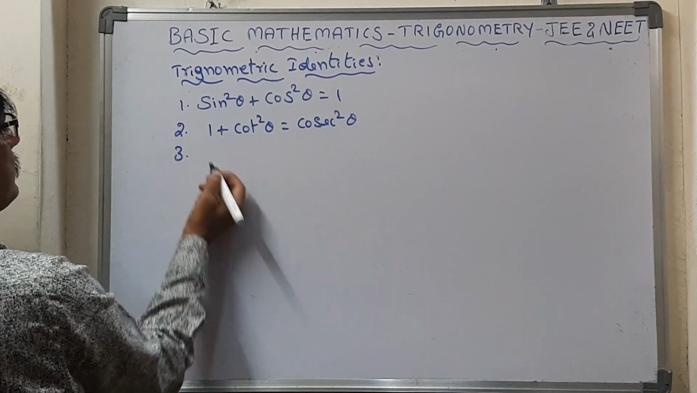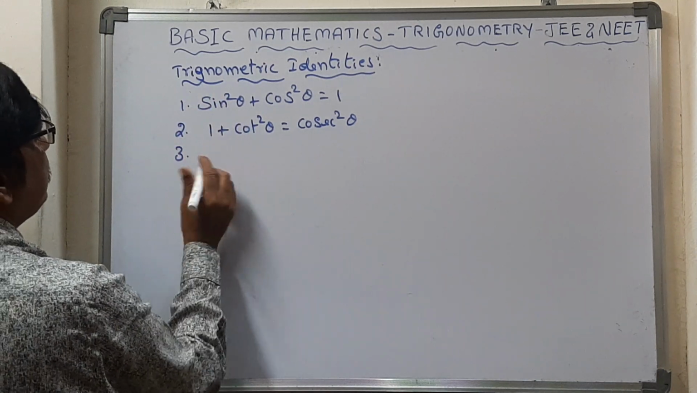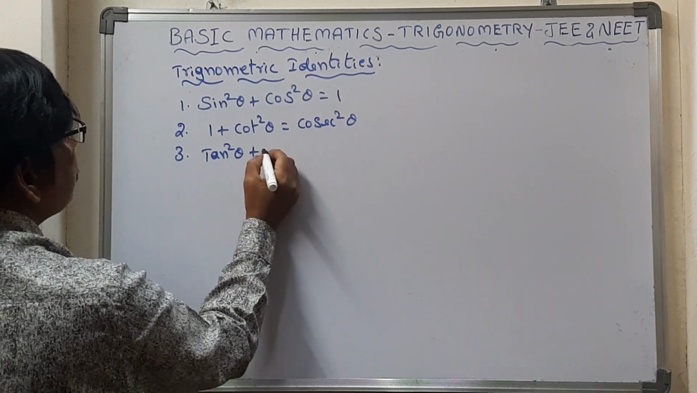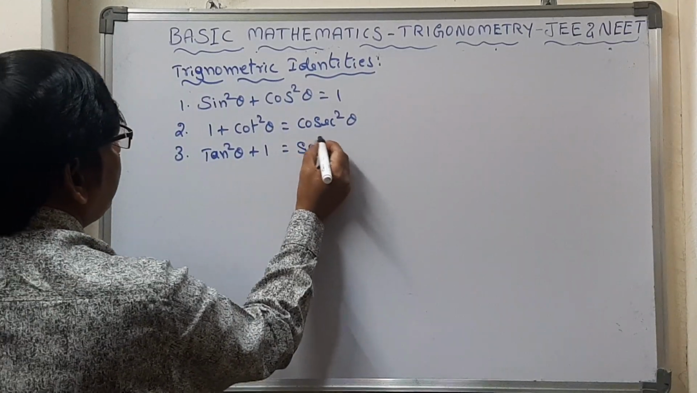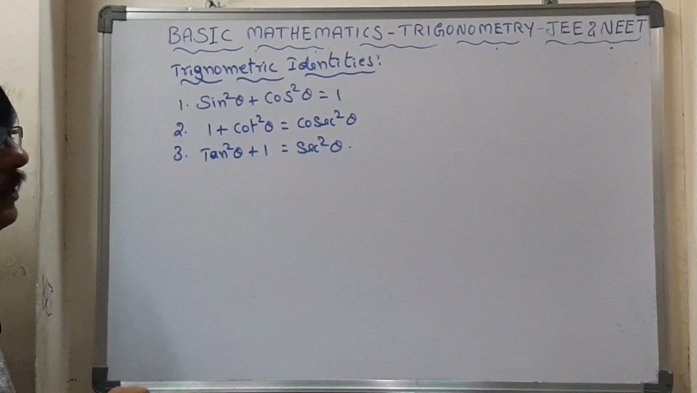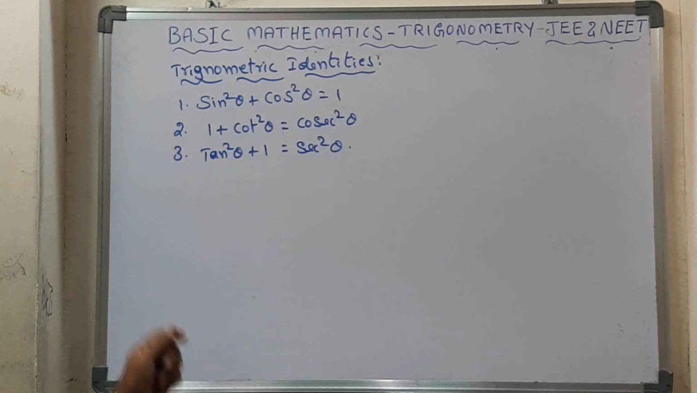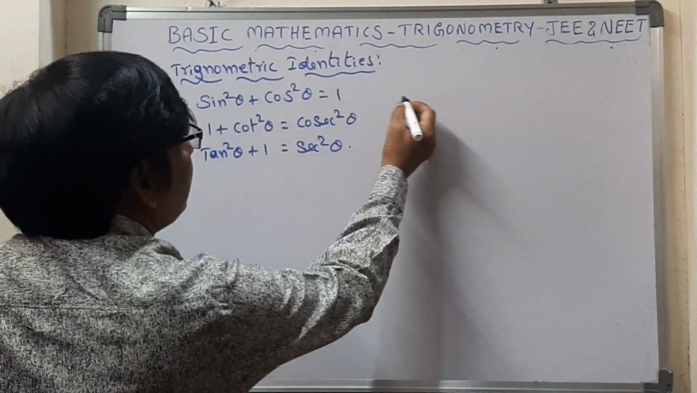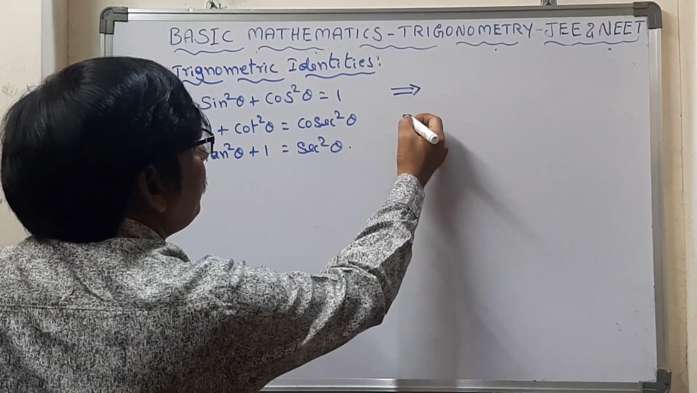And the third one is tan square theta plus 1 is equal to secant square theta. These are the three trigonometric identities. So you have to memorize this. It is a little bit difficult. Let's go with a small trick so that you will easily understand. How can we memorize this? How can we easily keep this in mind?